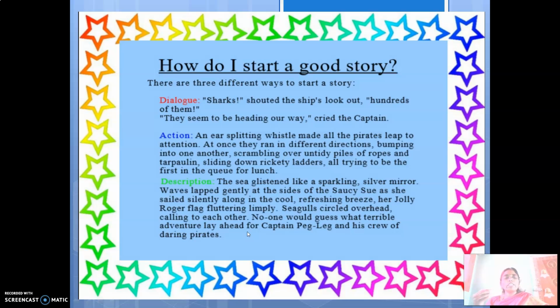Then her jolly Roger flag fluttering limply. Seagulls. Seagull is a bird. Seagulls circled overhead, calling to each other. So, circling overhead, why? It is making a call to each other. No one would guess what terrible adventure lay ahead for Captain Pegleg. Pegleg is the name of the captain and his crew. Crew is a group, it's a collective noun. Crew of daring pirates. So, this is how you have to start a good story.